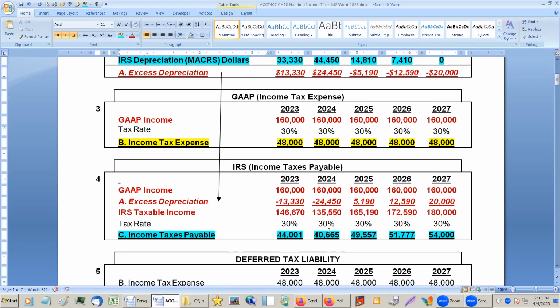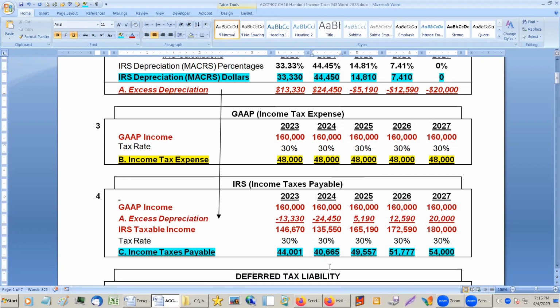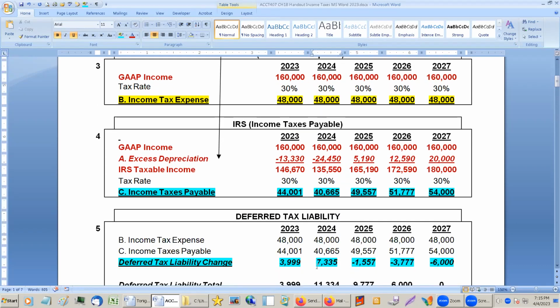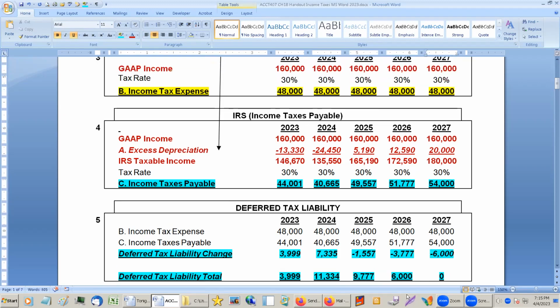We go to the second year, same thing. We have income tax expense of 48,000. This is only 40,000. We get another 735,000. So now our deferred tax liability total is up to 11,000. Okay, it starts to reverse out in year 3, year 4, even more. And by the time we get to year 5, it's completely reversed.